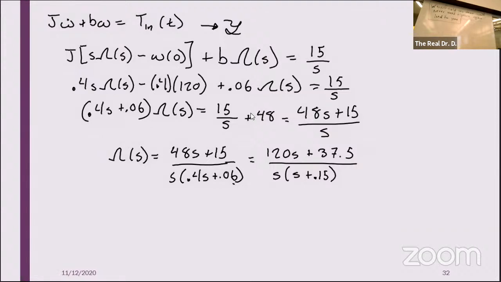And I think we all see where this is headed, right? These are two distinct real roots. So we will partial fractionize this, right? So this is A over S plus B over S plus 0.15, right? And we can run through this.